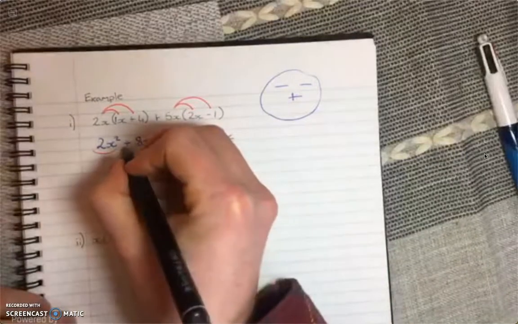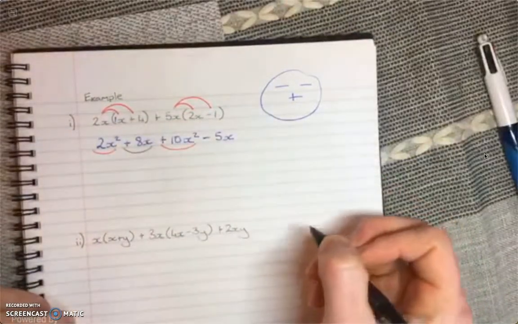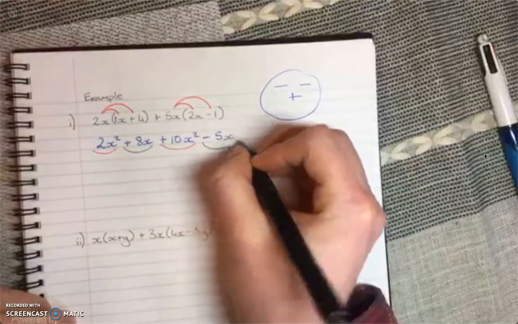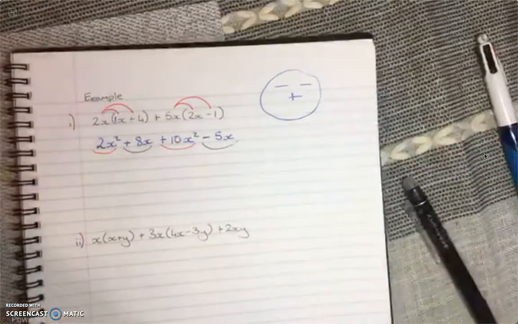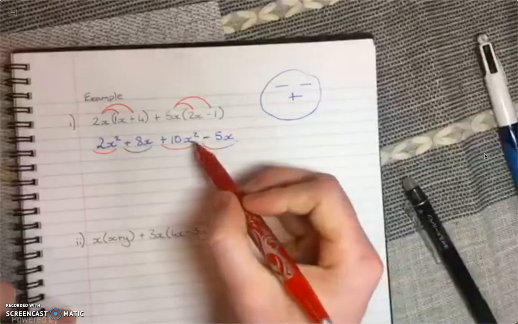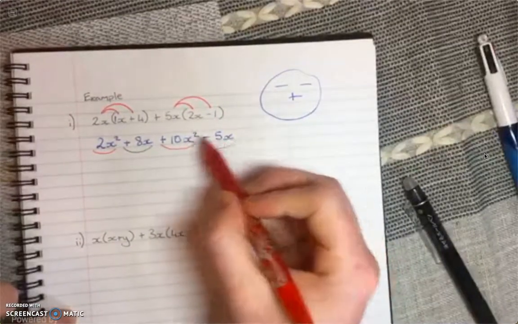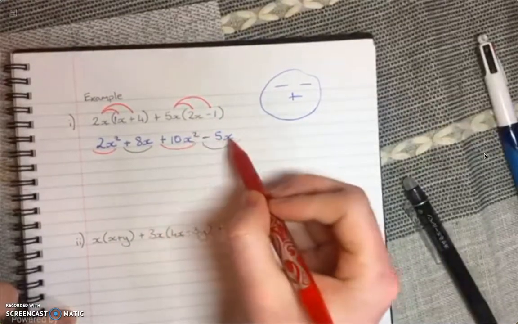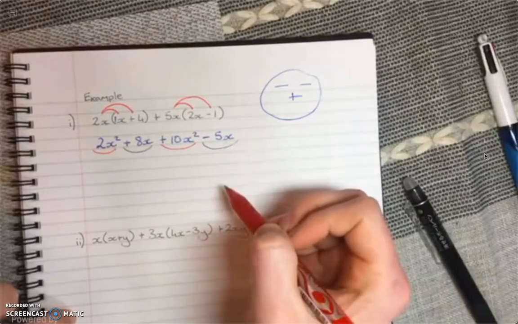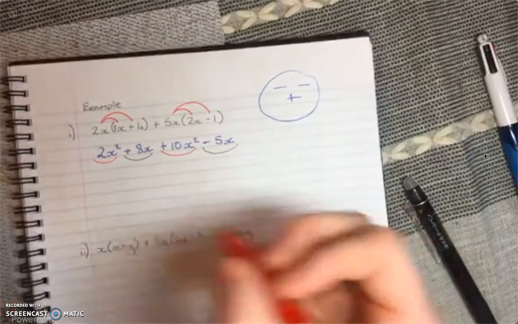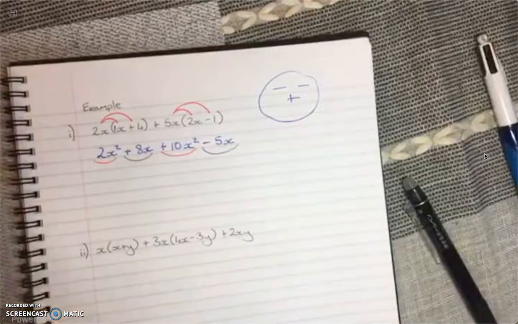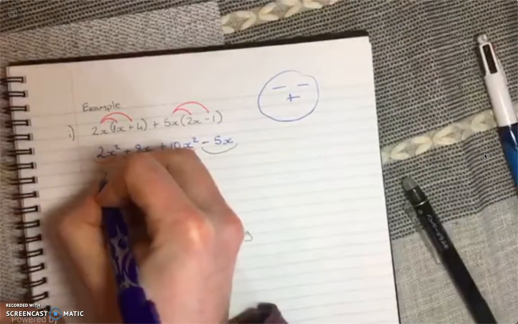And then I've got a plus 8x and a minus 5x. So you can only add the letters if they're the same. Even though they're both x's, this is a squared and this isn't, it's just an x. You can't add those. So I'm just going to put them together.